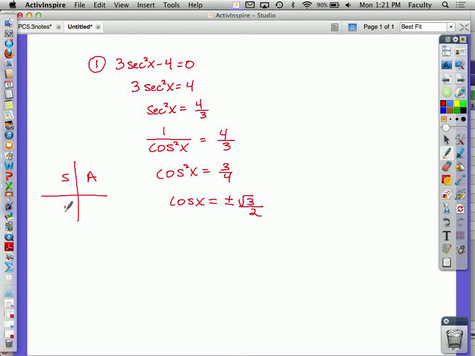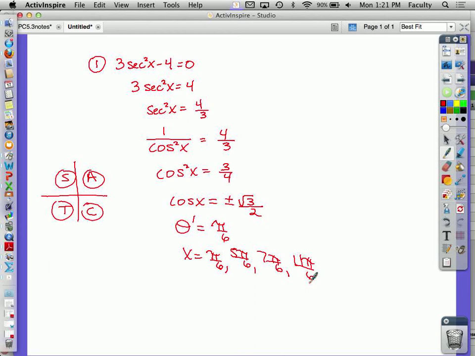All students take calculus. It's in all four. What's the reference angle? Pi over 6. Isn't this the exact same as example 3? Actually it is. So you'll notice there is a limit to the number of answers you can get. So I'm getting x equals pi over 6 plus pi n, where n is an integer. X is 5 pi over 6 plus pi n.